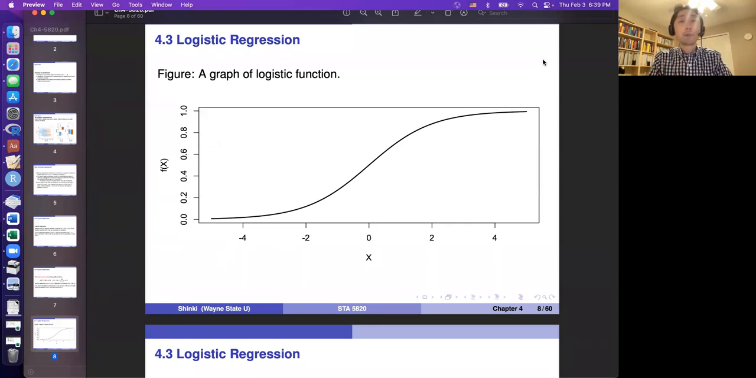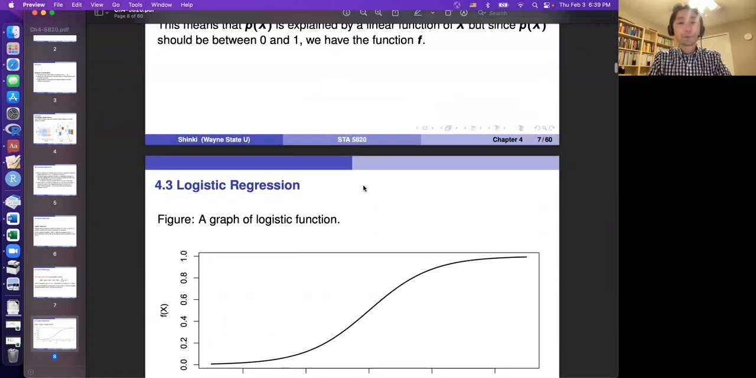We are predicting, explaining probability. Probability is between 0 and 1. So we need a curve which goes to 0 as x goes to negative infinity and which goes to 1 as x goes to positive infinity. Maybe the other way around is possible. It goes to 1 as x goes to negative infinity and goes to 0 as x goes to infinity. That's possible, but we need this kind of curve.